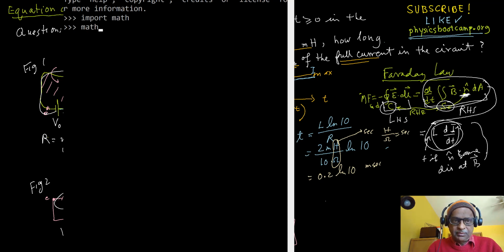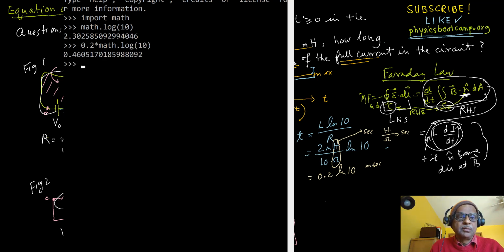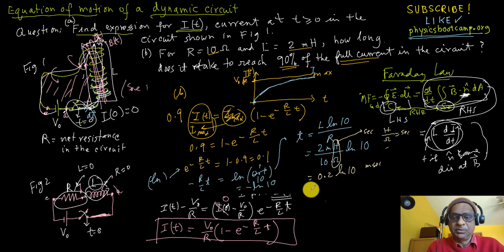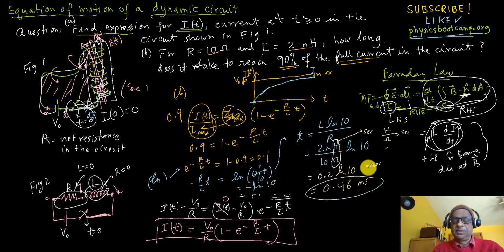Math dot log 10. Let's see how much that comes out. That's correct. So let me see, 0.2 star math dot log, and so 0.46 milliseconds. So this is equal to 0.46 millisecond. That's the answer.